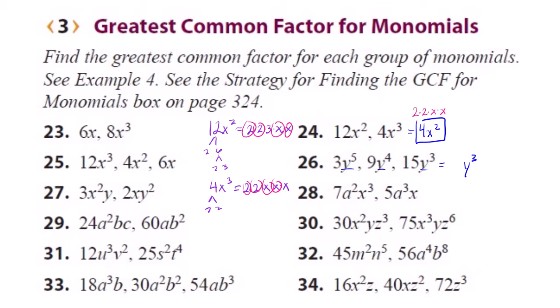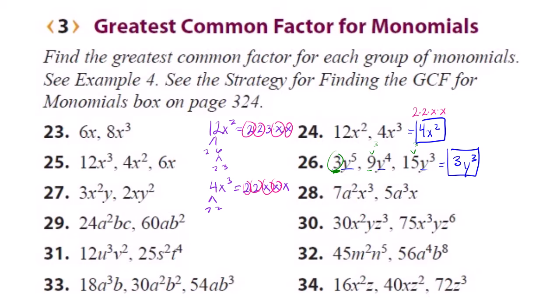And then with the 3, the 9, the 15, one thing you can do sometimes is just look at the smallest number. So the only number that goes into 3 is itself, right? Because it's a prime number. And 3 does go into 9, right? 3 goes into 9. And 3 does go into 15. So that means 3 is the biggest integer that can go into 3, 9, and 15. And so my greatest common factor is 3y cubed.